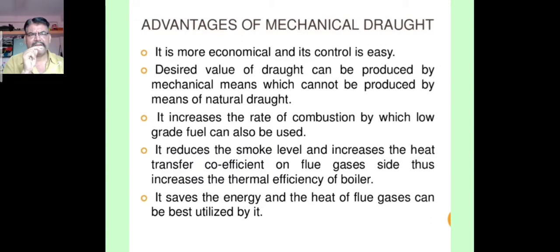Now there are some advantages of the mechanical draught. Why is the mechanical draught important? It is more economical and its control is easy. It increases the rate of combustion, by which poor-grade fuel can also be used. It saves energy, and the heat of flue gases can be best utilized by it.